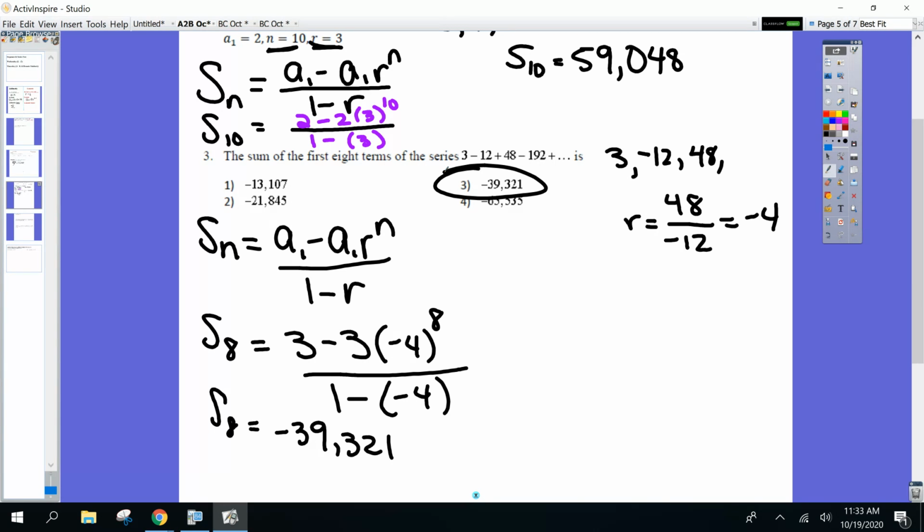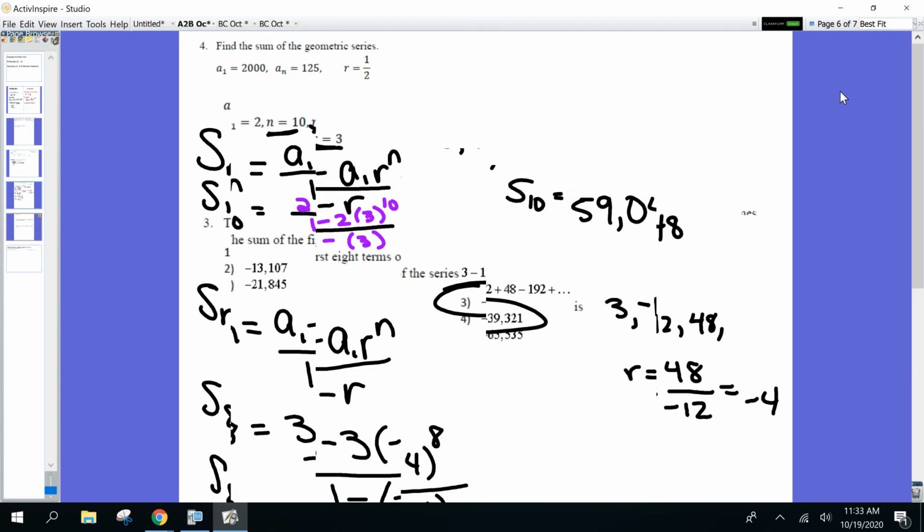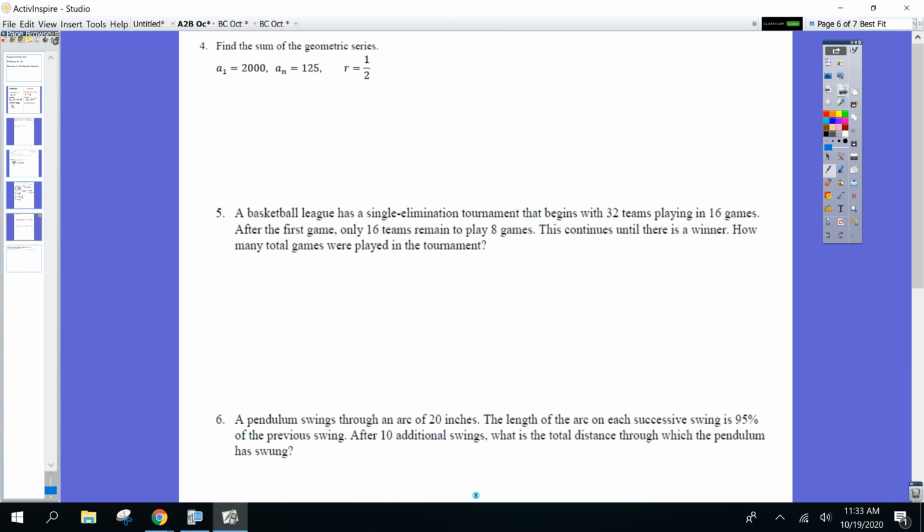All good? You ready to go to the beast mode level? Okay. Find the sum of this series. Whew, all right, what's it telling us here? Well, what's the first term in the series? 2,000, right? All right, so here's what it's asking. 2,000 is your first term. You're going to go to some term that's going to be 125, and I want you to add up all those terms.